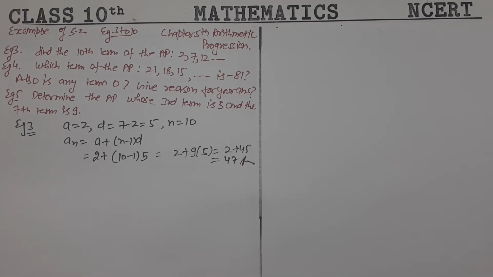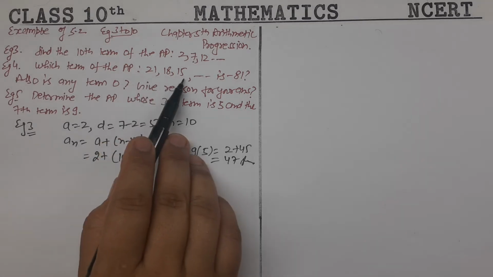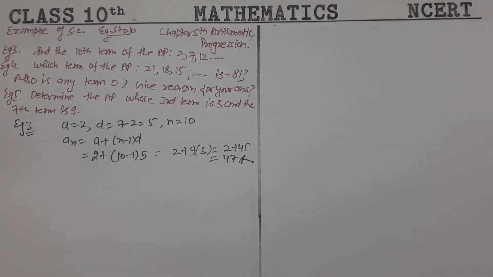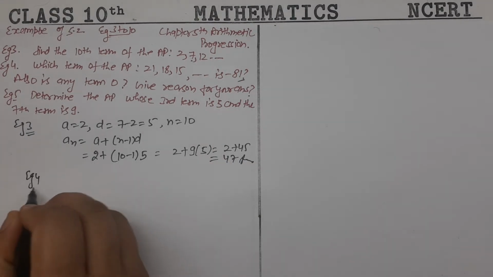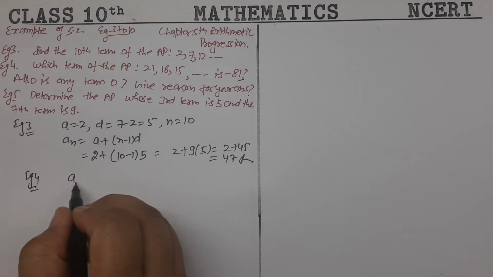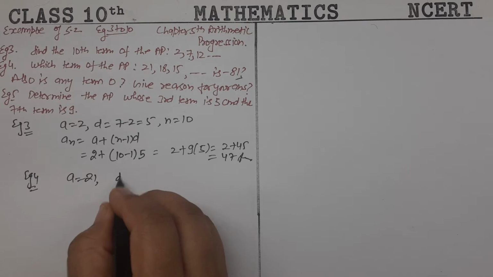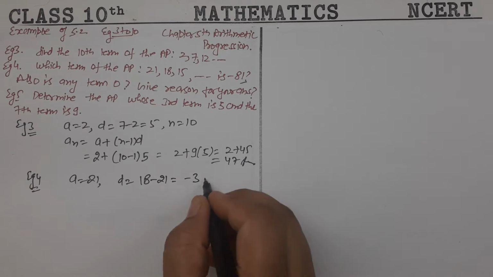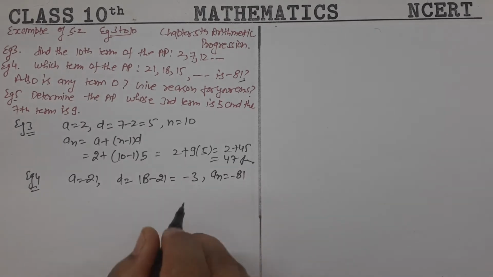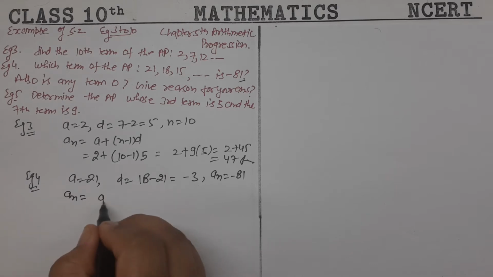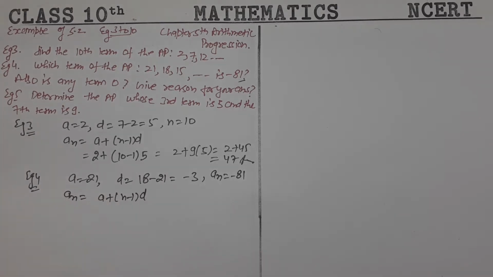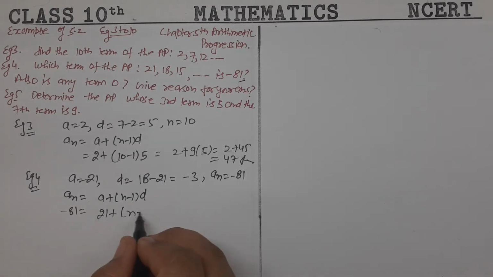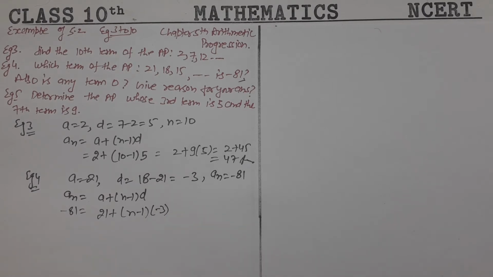Example number 4. Which term of the AP 21, 18, 15 is minus 81? First, we will do the sum up to here. A is 21, D is 18 minus 21, which makes minus 3. AN is minus 81. Apply formula. AN is minus 81, A is 21, N minus 1, D is minus 3.